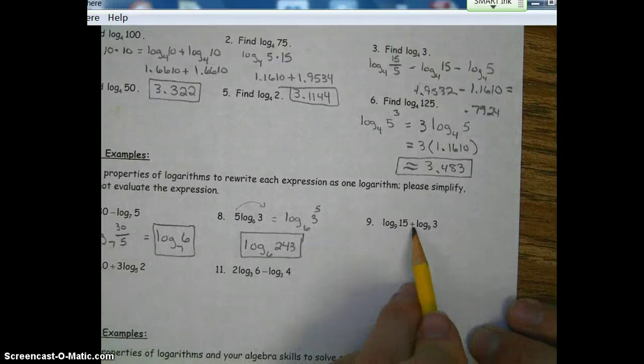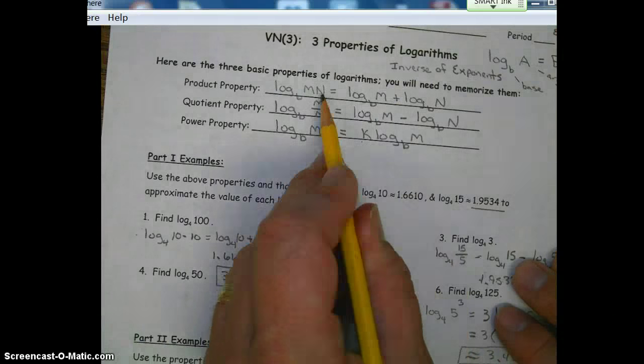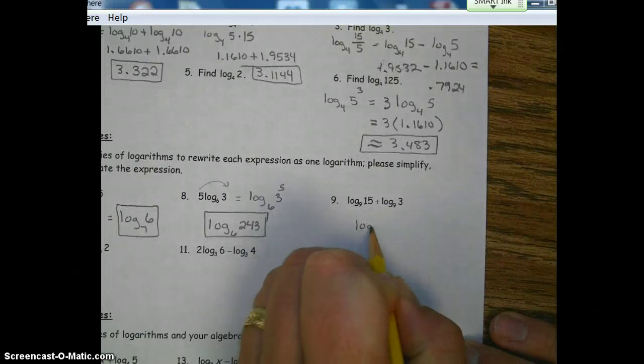Adding. Remember your rules. When adding, what are we doing to the exponents? Multiplying. Always refer back here if you can't remember. Adding means to multiply the arguments. Okay? So multiplying 15 times 3, we get 45.